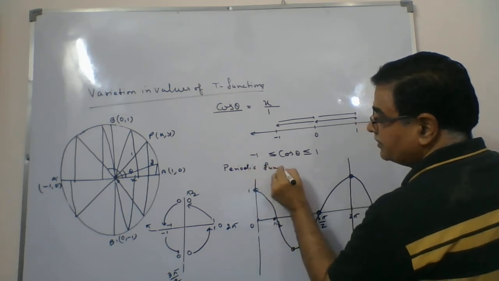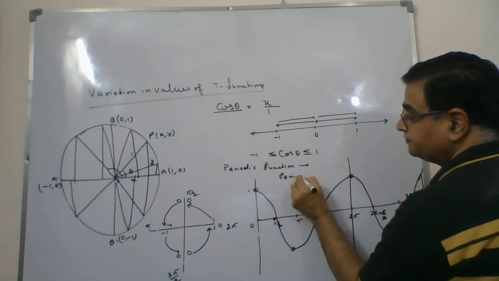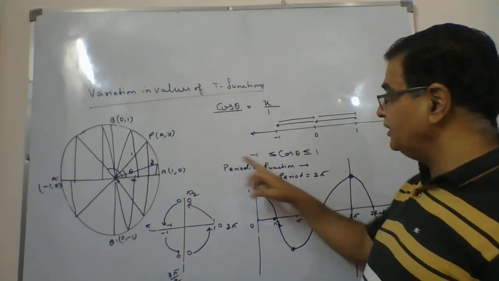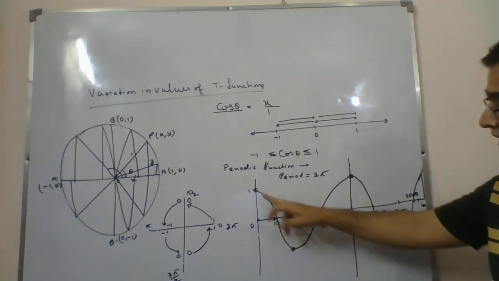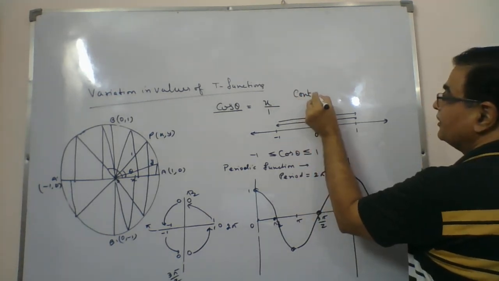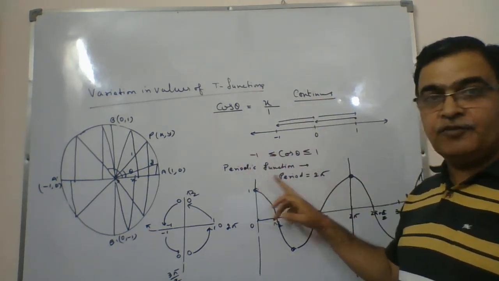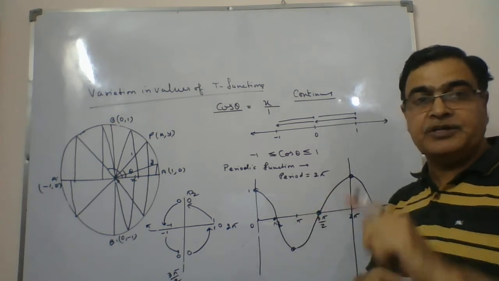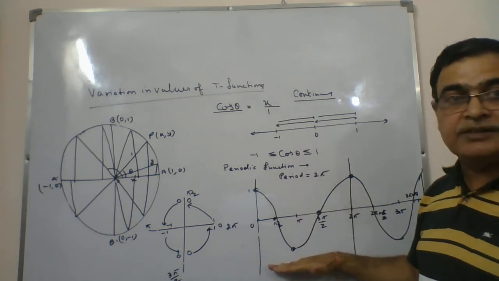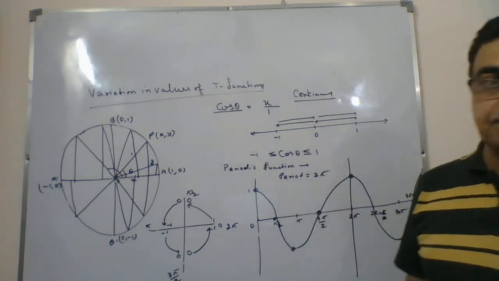Periodic function, and the period will be what? Period is 2 pi. That you should keep in mind. So it's a periodic function. The value goes between minus 1 and 1. It is a continuous function also. It is not going to break anywhere. So this function is continuous, and this function is periodic with period 2 pi. After every 2 pi, it will repeat its value. And the maximum value I told is 1 and the minimum value will be minus 1. So this way the variation of cos takes place.